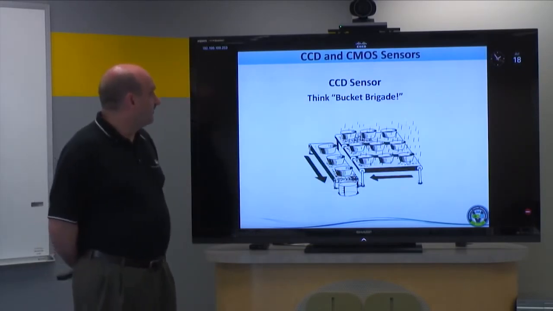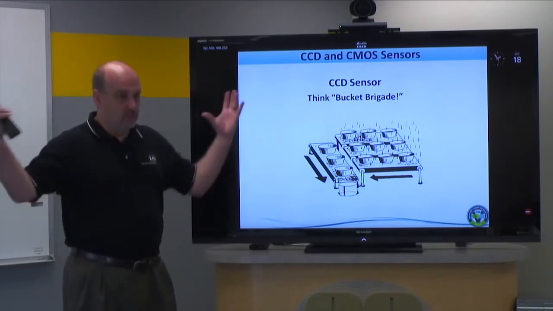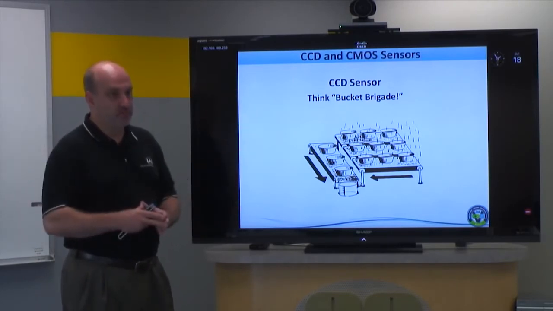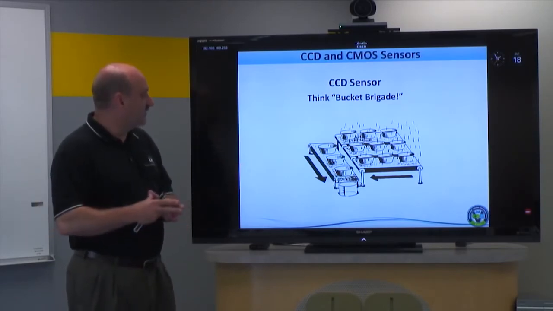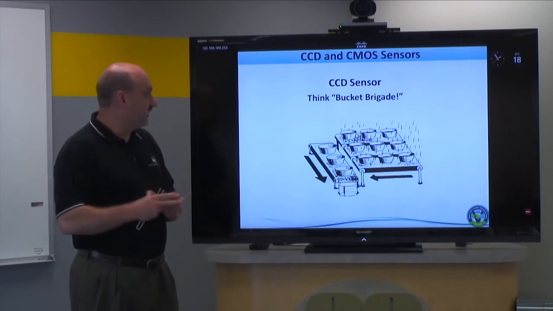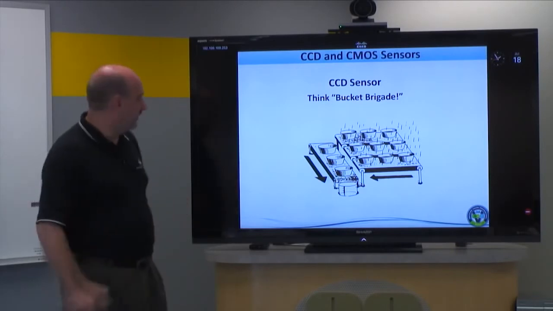When we think of a CCD sensor, we can think of it as a bucket brigade. We can imagine a CCD pixel is a bucket collecting light, much as a bucket out in the open would collect rainwater when it rains. And once that light is collected, a CCD type sensor then shifts that light on the surface of the sensor and out of the sensor into the camera body.